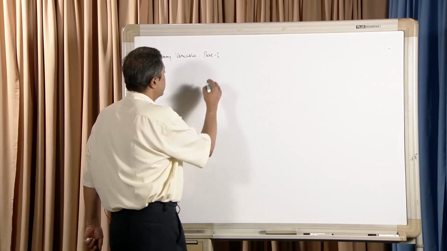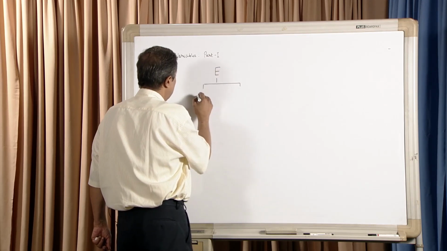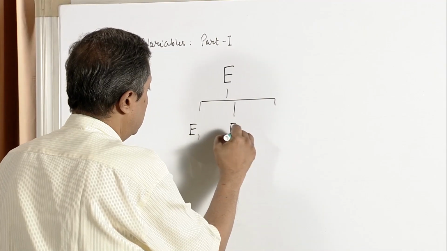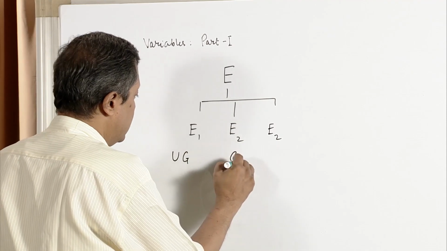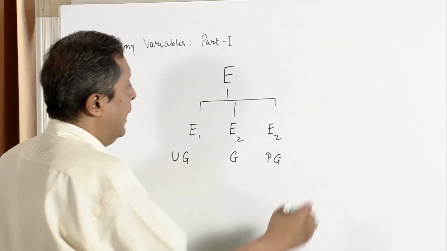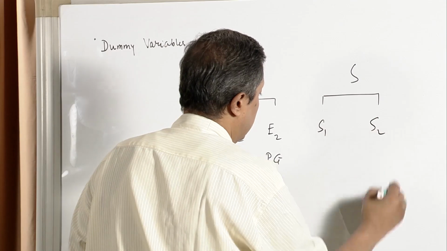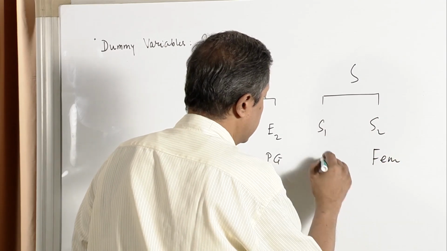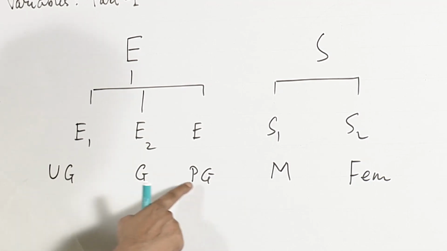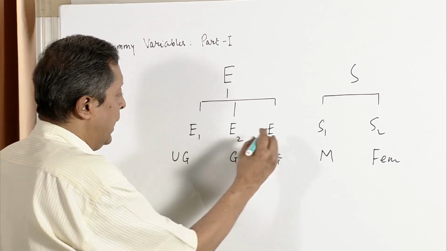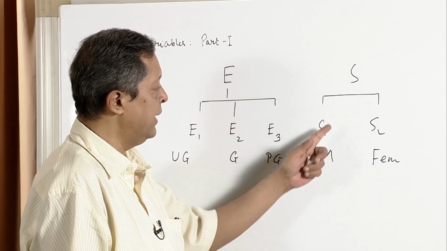So, now we are saying education could be E1, E2, E3, this is undergraduates, this is graduates, this is postgraduate, and the gender we can write as S1, S2. Say this is female and this is male. So, we are considering three levels of education: undergraduate, graduate and postgraduate, denoted as E1, E2 and E3, and two genders, male and female, denoted by S1 and S2.